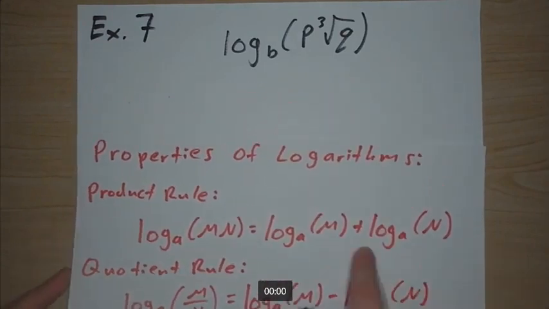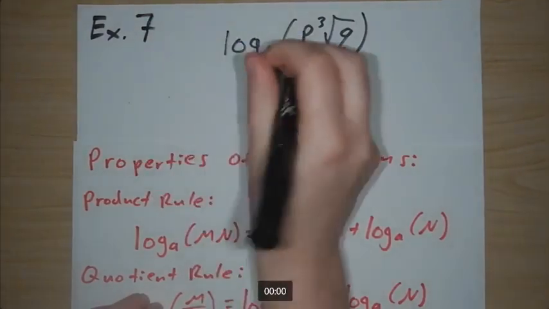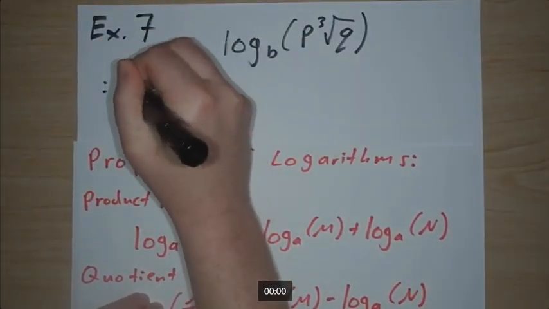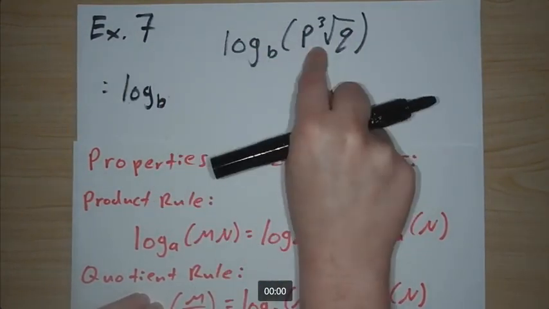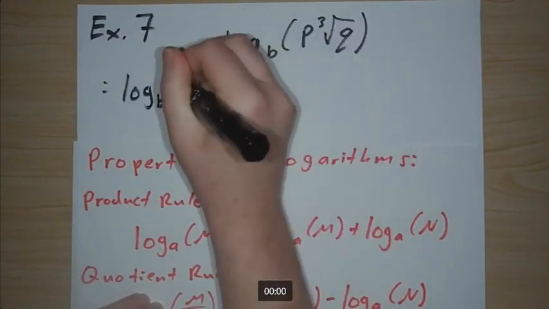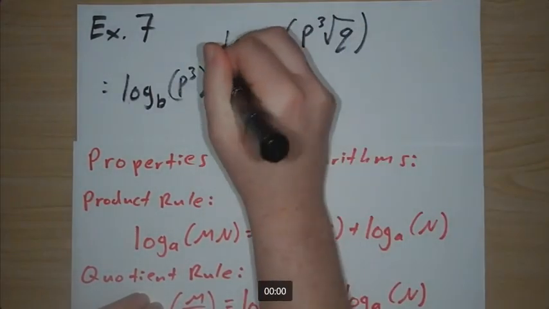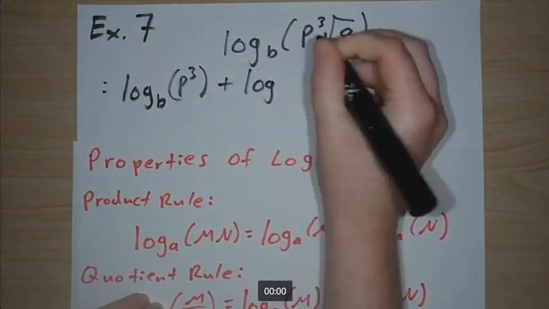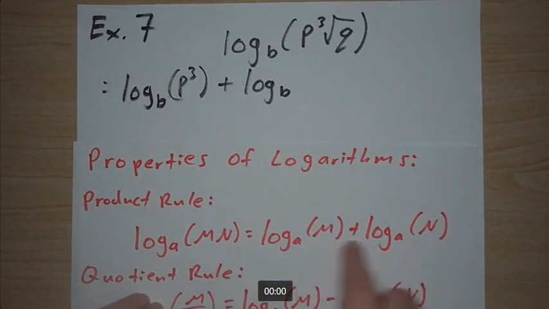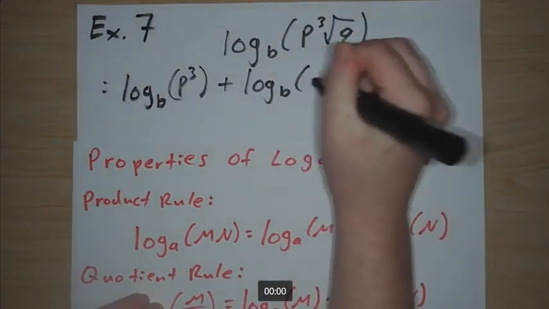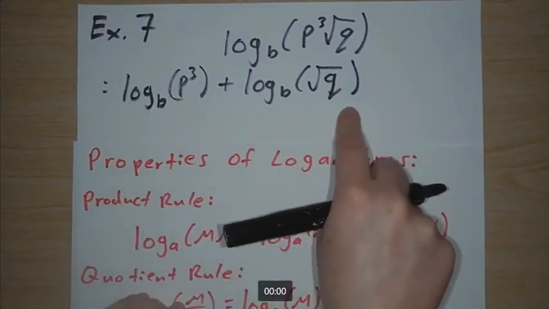So writing this out in this formula using the product rule, this is equal to log of the same base b of this right here, p cubed, plus log of the same base b of our n here, which they're being multiplied, so it's the square root of q. So we've expanded it to this form.